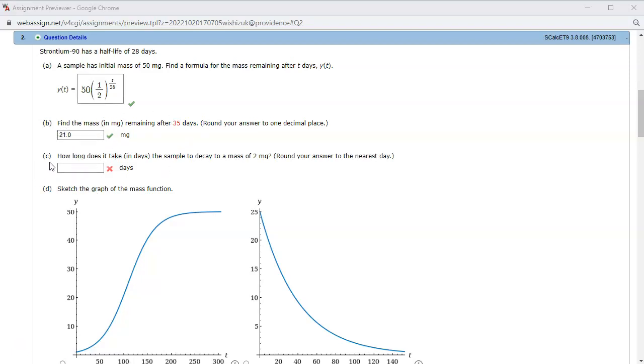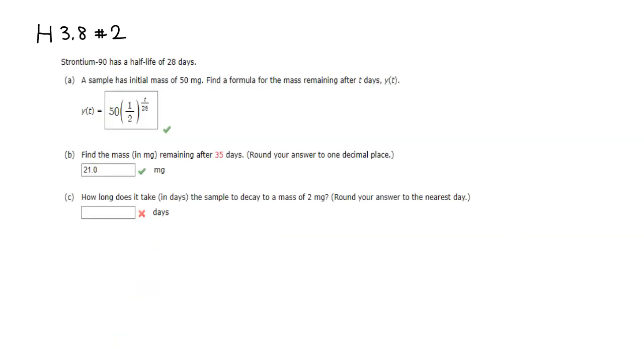Let's move on to part C. How long does it take the sample to decay to a mass of 2 milligrams? So let's do that. I didn't have anything here, hold on. So part C, we have a function y of t, which we already know is 50 times 1/2 raised to the t over 28. And we want this to become 2 milligrams, so it's going to be equal to 2. Then we just have to solve this.